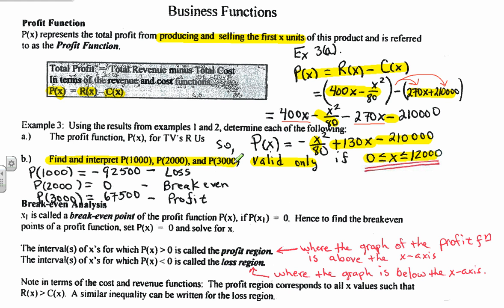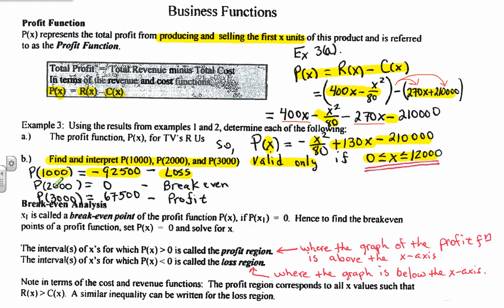Anyway, now that we have the total profit function, part B says find and interpret P of 1,000, P of 2,000, P of 3,000. So I simply take 1,000, plug it into this profit function right here, and the computation, you should verify it, turns out to be, notice, negative 92,500. So in other words, we realize this company realizes a loss, doesn't make any money, it loses money.